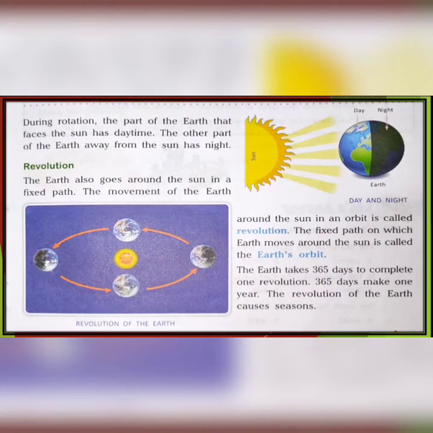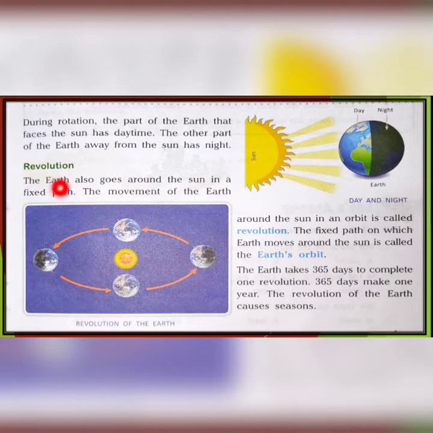Now next, let us move to the next part. During rotation, the part of the Earth that faces the sun has daytime, and the other part of the Earth away from the sun has night. In this picture it is clearly shown, this part is facing the sun, and this part is not facing the sun, so it has night. Now moving to the next type of movement of our Earth, it is revolution.